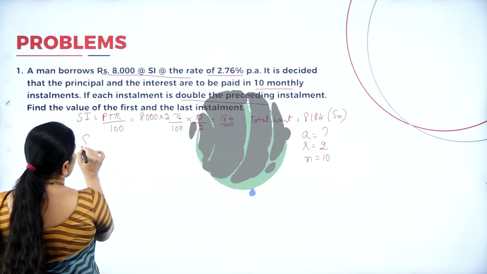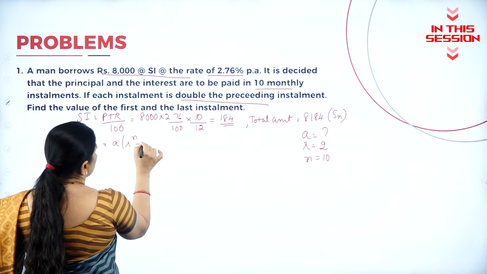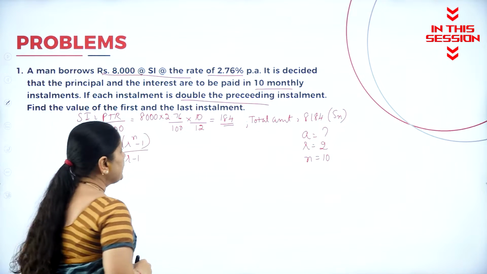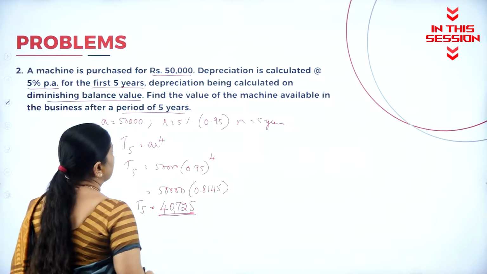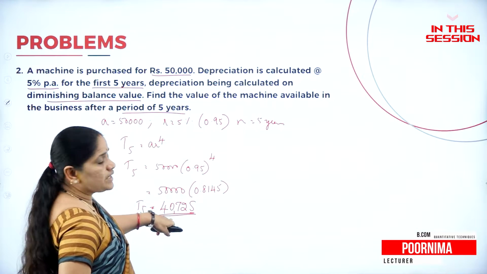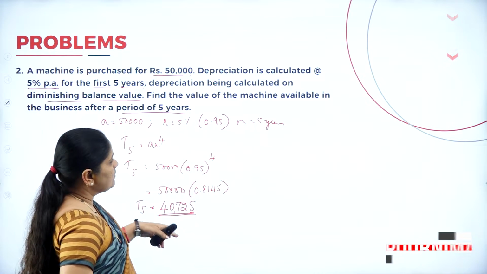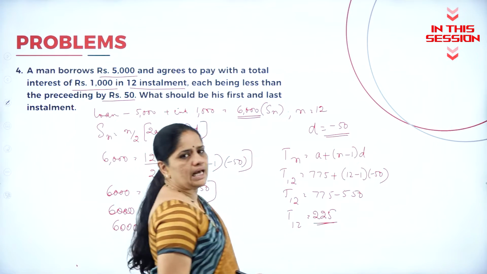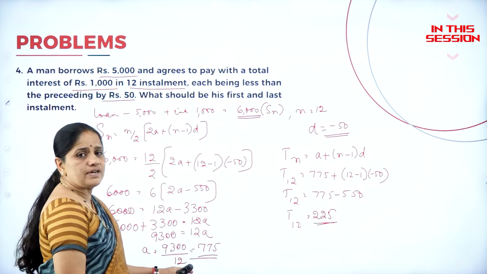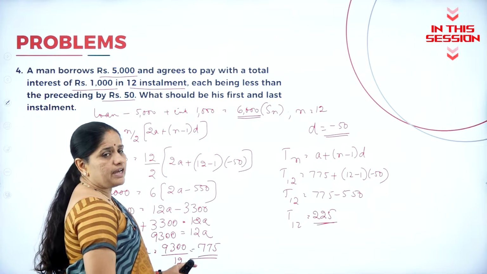So we make use of the formula Sn equals A into r to the power of n minus 1 divided by r minus 1. At the end of the 5th year, the value of the machinery has been reduced to 40,725 rupees. So the last installment he has paid is 225, whereas the first installment he has paid is 775 rupees.